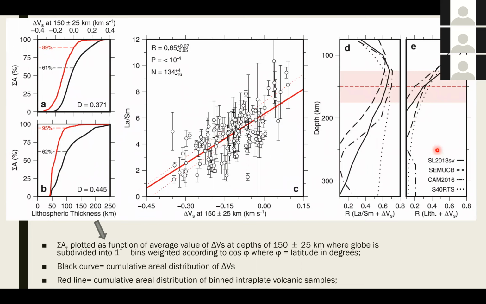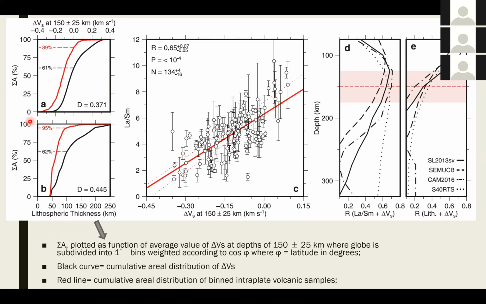For easier calculation and comparison with the geochemical data, they process the data by binning the globe into one latitude by one longitude cells. This is the sigma A. Sigma A means the average value of delta velocity at a depth of 150 kilometers, where the globe is subdivided into one latitude by one longitude and weighted by latitude.